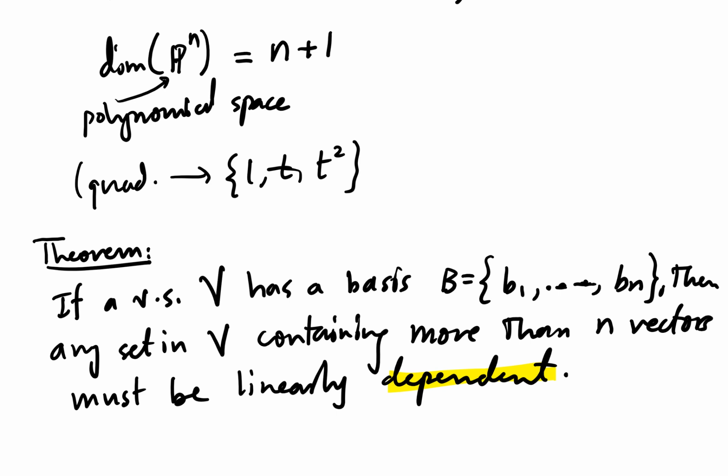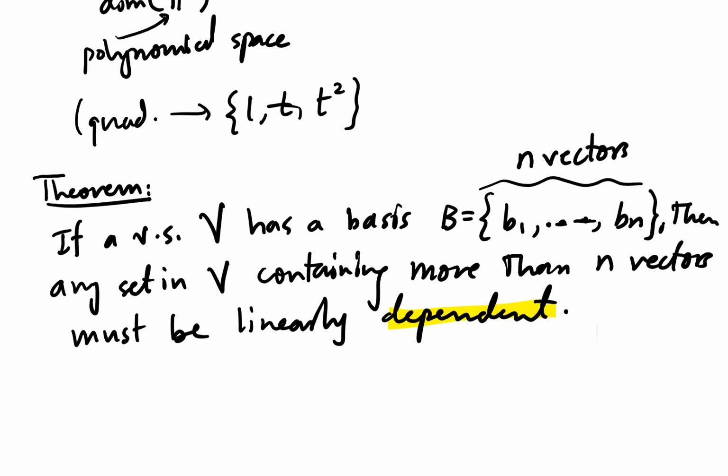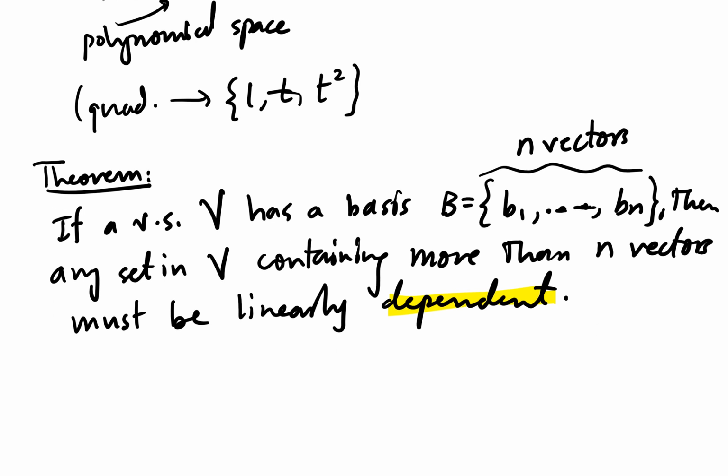So again, because this vector space has this as a basis, there are n vectors here, right? n vectors. And so any set in V containing more than n vectors is going to be linearly dependent. How does that work? This means most likely one of the vectors is a multiple of the other, or one of the vectors can be written as a linear combination of the other vectors. That's what the theorem is saying. Is that okay?